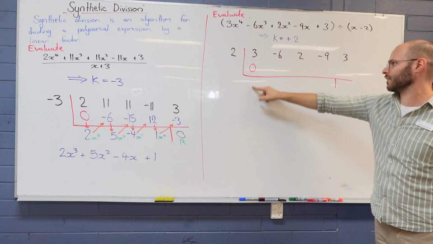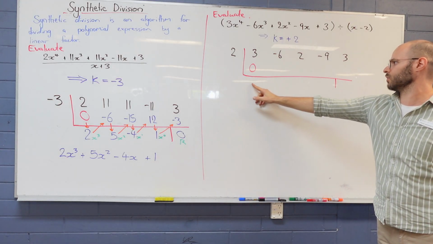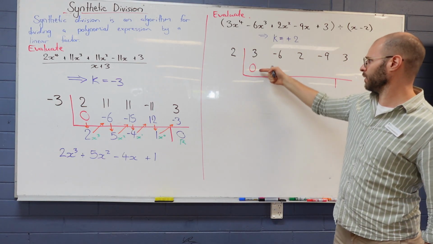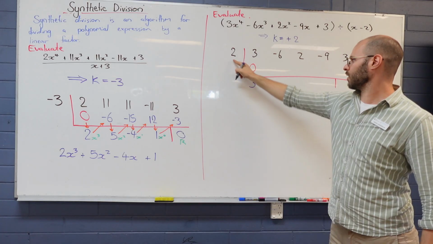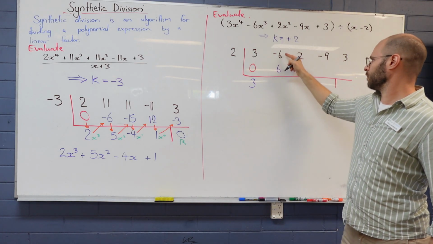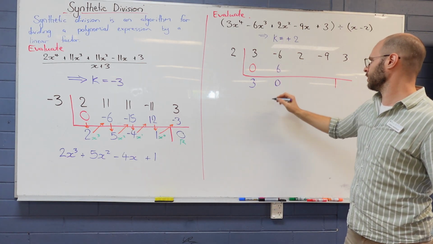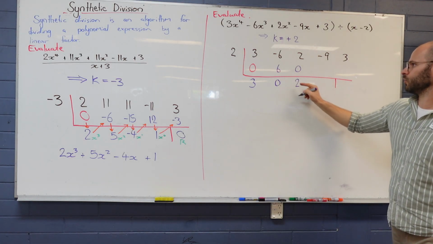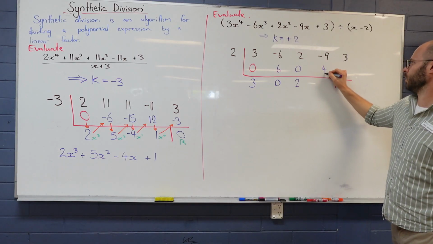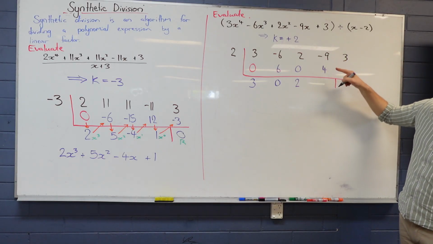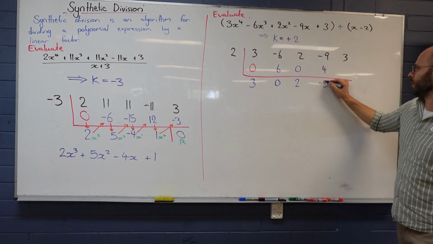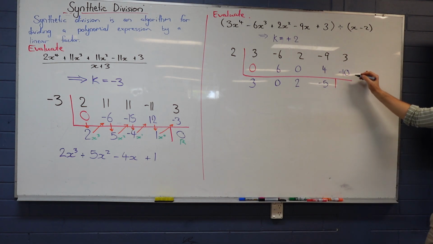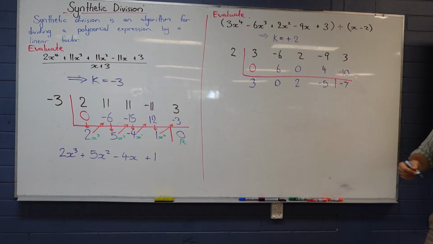Alright, we sum down the columns and then we move the result diagonally after multiplying it by 2. Carrying this out, 3 plus 0 is 3, times the 2 is going to be 6. Minus 6 plus 6 is 0, times the 2 is still 0. 2 plus 0 is 2, 2 times 2 is 4. Minus 9 plus 4 is going to be negative 5, times the 2 will give us negative 10. And 3 plus the minus 10 is going to give us negative 7.